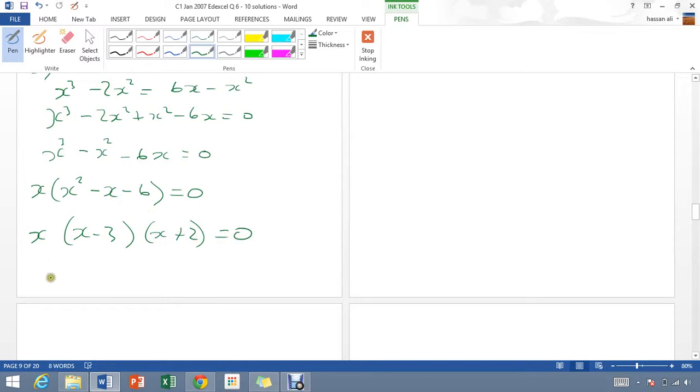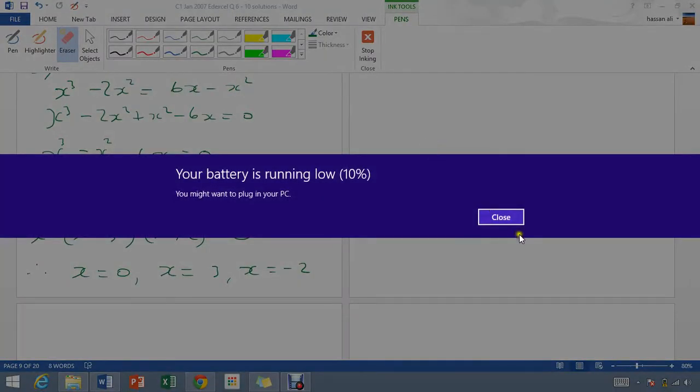Okay, so therefore your values will be x will equal 0, or x will equal 3, and x will equal minus 2. Now you shouldn't have to do that, I'll just take any of the brackets, make sure you show it. I'm just taking those brackets, right? x minus 3 equals 0, so x will equal 3.